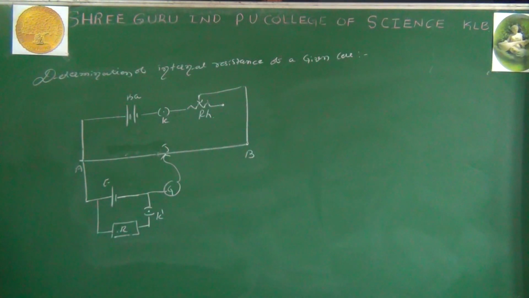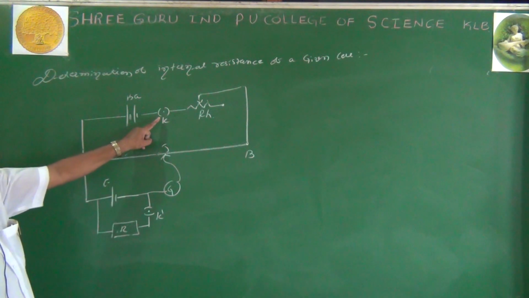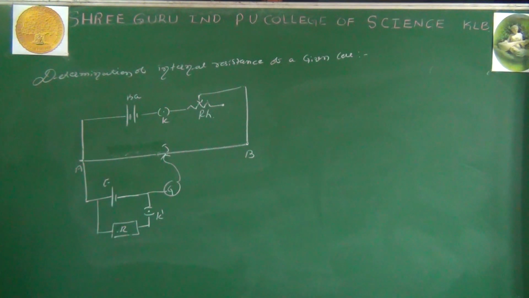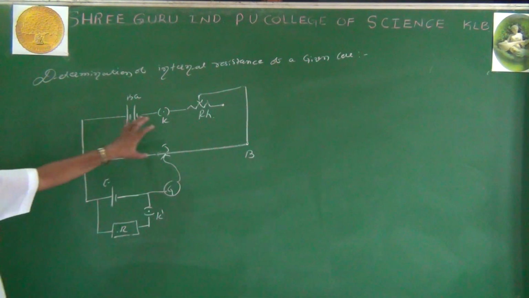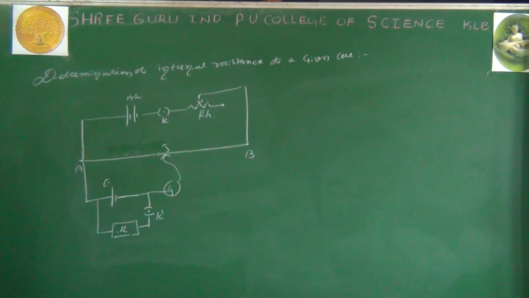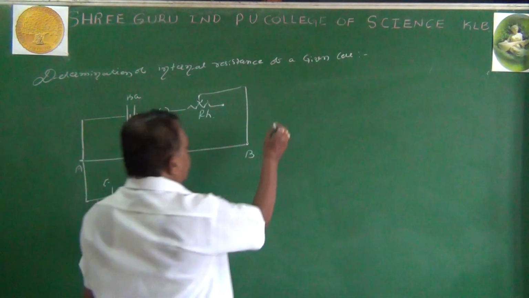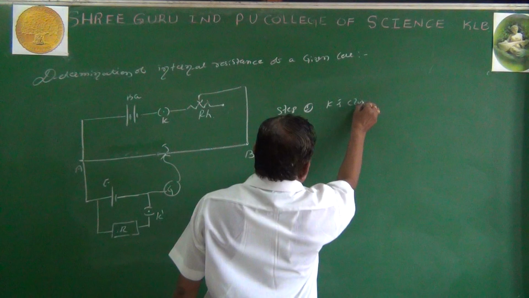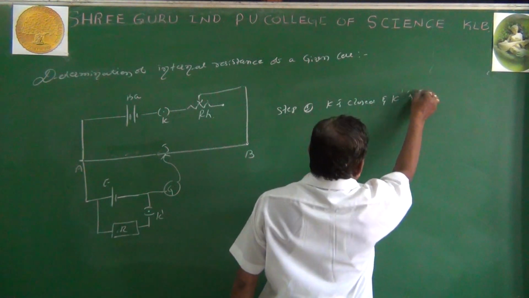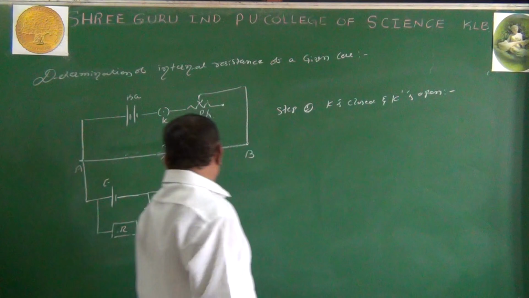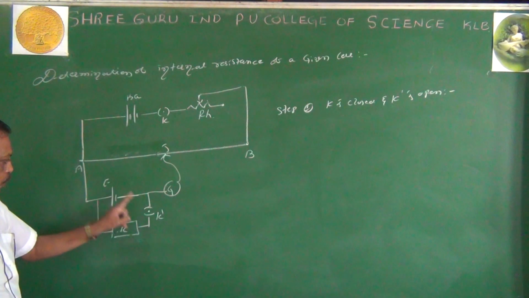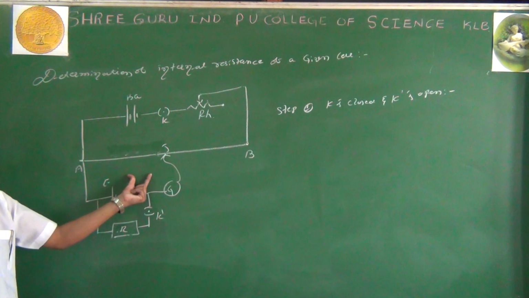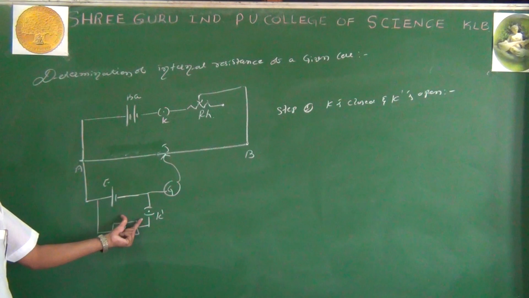So, the key K is closed, so that we can supply a constant current with the help of the rheostat. That must be there in the circuit. Step 1: K is closed and K dash is open. The open circuit voltage is known as EMF. K dash is not included in the circuit. Only EMF is there.